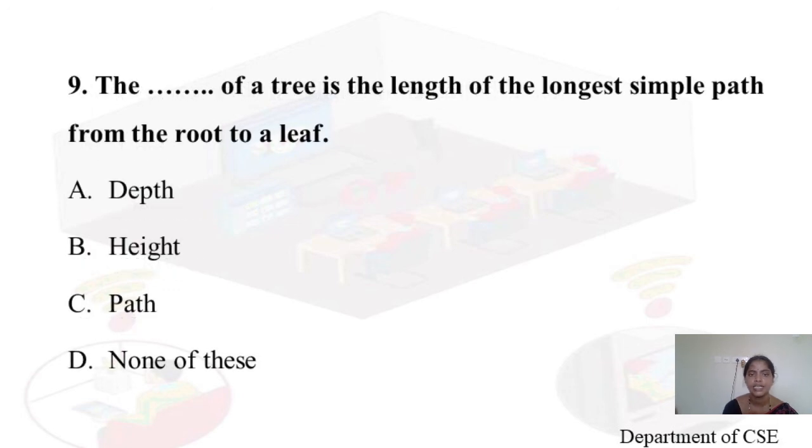The dash of a tree is the length of the longest simple path from root to leaf. What gives us the longest path from root to leaf? Is it the depth of a tree, the height of a tree, the path of a tree, or none of these? It is the height of the tree that you get if you choose the length of the longest simple path from root to a leaf.